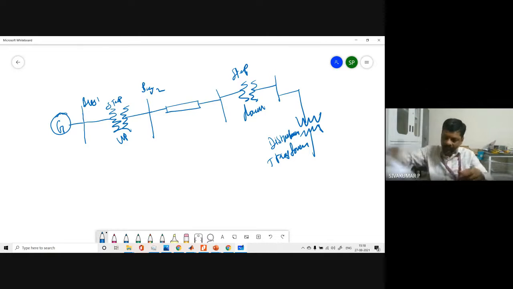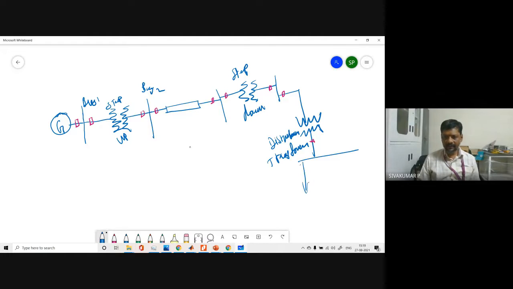Now we identify or fix the protection zones. I am going to put one circuit breaker here, and one circuit breaker here, and I am also going to fix circuit breakers at this place. The number of feeders is going on, so these are all the feeders.